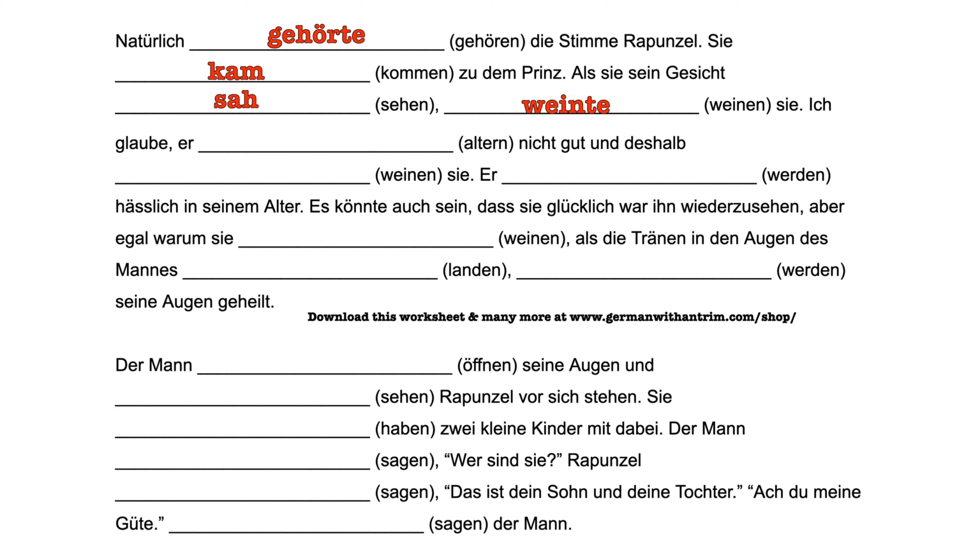Ich glaube, and a form of the verb altern. Altern is to age, so it's also a regular verb. So we lose the n at the end and we add our te endings to go with Ich glaube, alterte nicht gut. I believe that he didn't age well. Und deshalb, and the form of weinen we used earlier, weinte sie. So the reason she cried, of course, is because he didn't age well and he got ugly. Werden is in the next one, which is the one we used earlier, wurde. Wurde hässlich in seinem Alter. So he got ugly in his old age. Es könnte auch sein, dass sie glücklich war, ihn wiederzusehen. It could also be, of course, that she was happy to see him again.